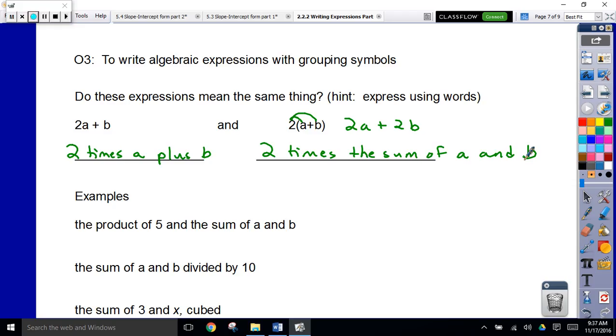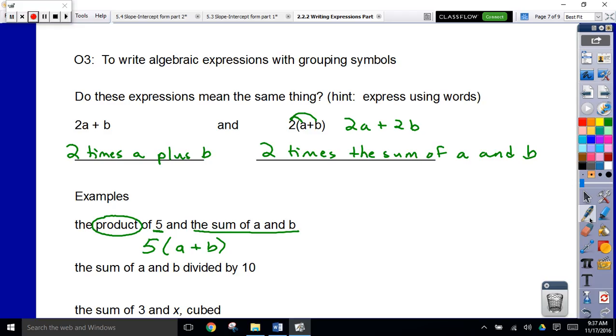So when we have the product of 5 and the sum of a and b, product means that we're going to multiply. The 2 things that we're going to multiply are 5 and the sum of a and b. So I'm going to have 5 times, I'm going to use parentheses to show multiplication, the sum of a and b. So I'm going to do a plus b, close parentheses. What about the next one?